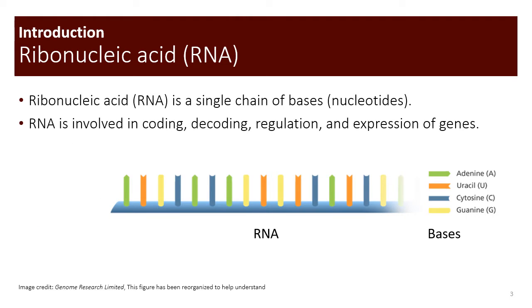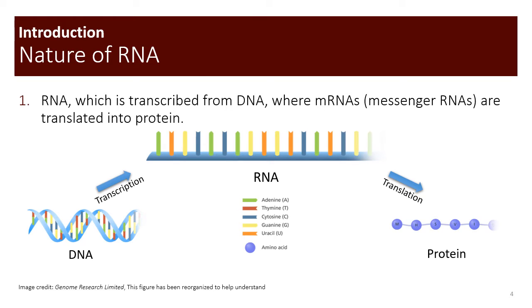RNA is a single chain of bases which are A, U, C, and G. RNA is a very important molecule in biological systems because it is involved in coding, decoding, regulation, and expression of genes. Let me talk about the nature of RNAs. RNA is transcribed from DNA, and RNAs called mRNAs are translated into proteins.